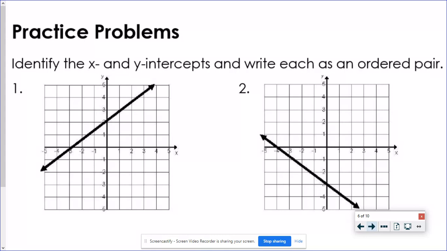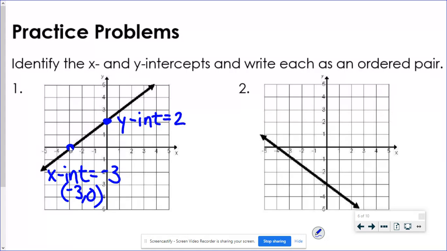So on these practice problems, I want to find the x and the y-intercept, and I want to write them as ordered pairs also. So for number 1, the x-intercept, and again, I know it's not perfect there, is at -3. That ordered pair is (-3, 0). The y-intercept, where it crosses the y-axis, is at 2, and that ordered pair is (0, 2).